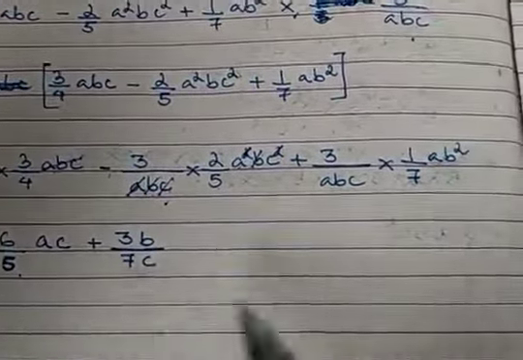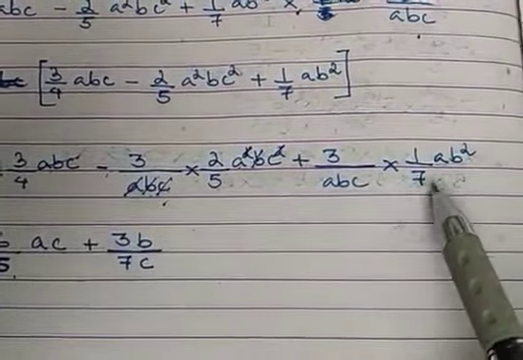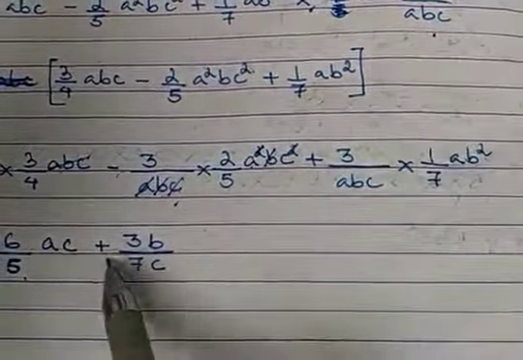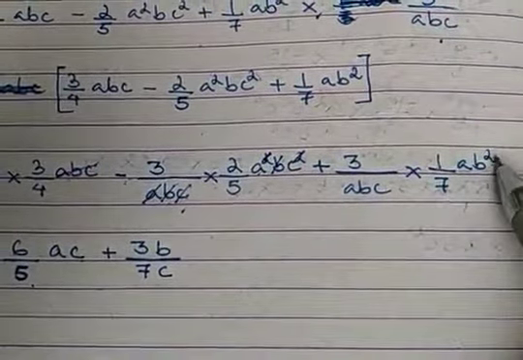Okay, now the last term in here, 3ABC into 1 divided by 7AB square. So plus into plus, it's plus 3 in the numerator, 7 in the denominator, AB square.